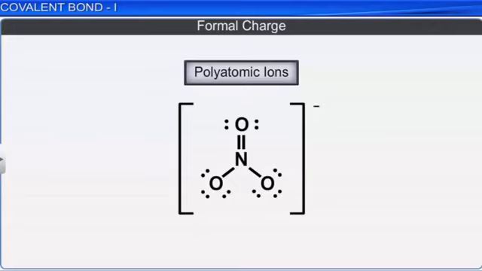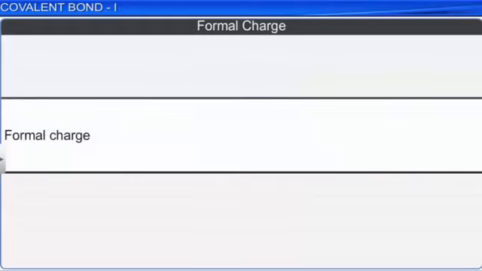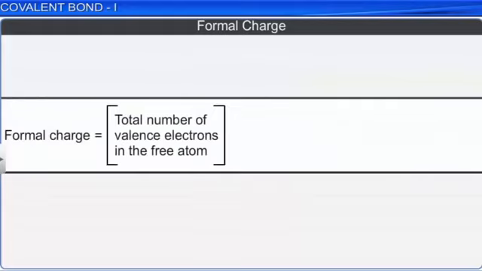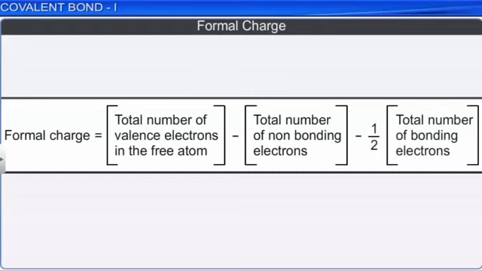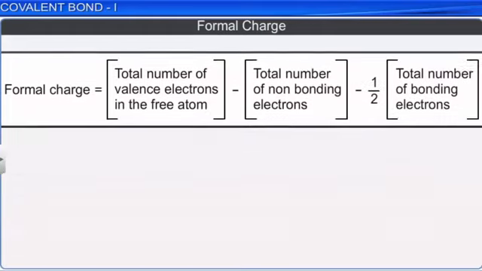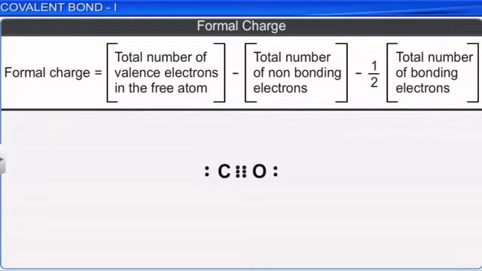But we can assign a formal charge on each atom in the polyatomic ion. Formal charge is equal to the total number of valence electrons in the free atom minus total number of non-bonding electrons minus half of the total number of bonding electrons. While counting the electrons on the atom in a molecule, it is assumed that an atom owns 1 electron of each shared pair and 2 electrons of the lone pair.